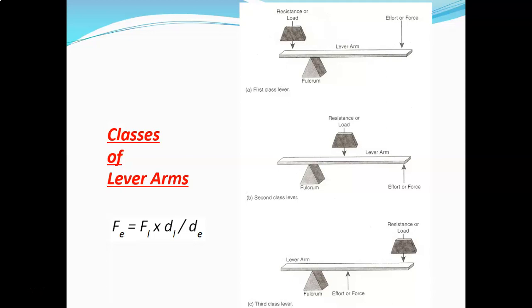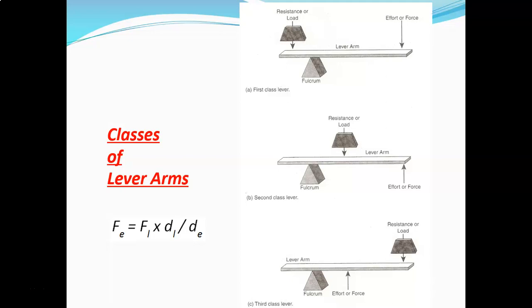Picture the wheelbarrow being the middle example in this slide. The fulcrum is the wheel on your wheelbarrow, so it's on the ground, and then you've got your barrel part that holds the load. You put your dirt in that, so the load is in between the fulcrum and the force. So a wheelbarrow is a second class lever arm. It gives us a good mechanical advantage.